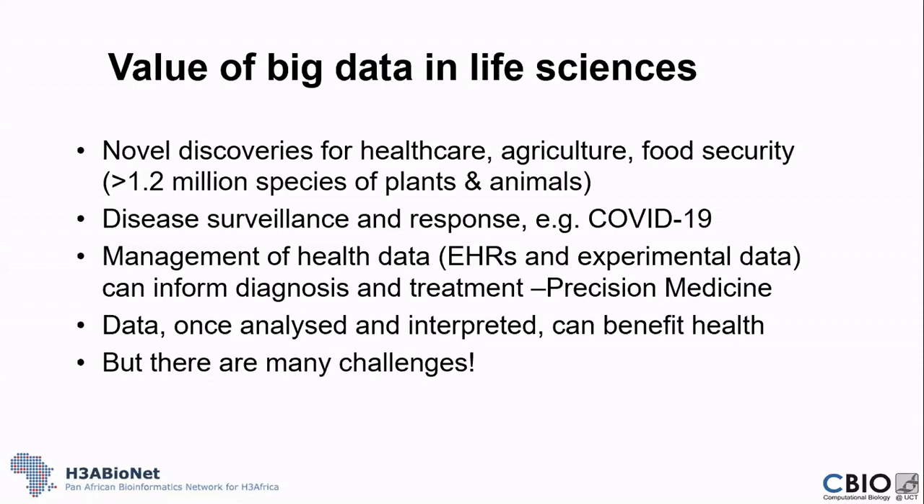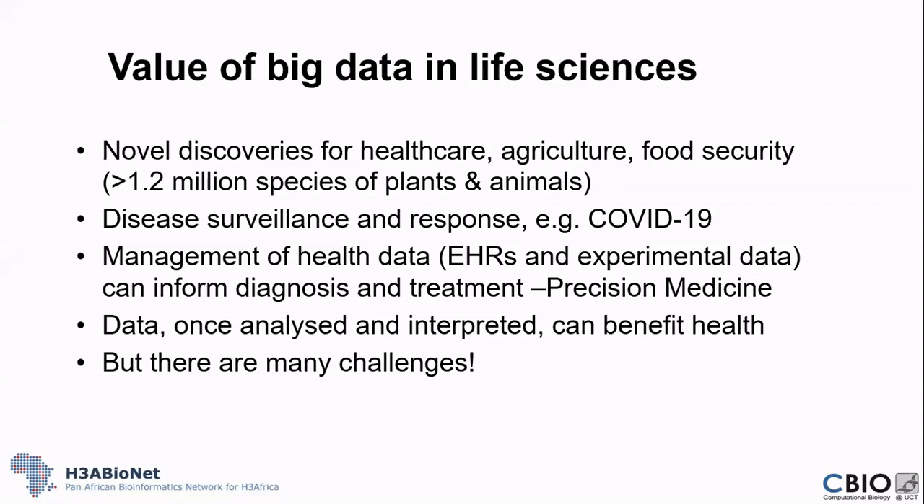More than 1.2 million species of plants and animals have had their genome sequenced. And so we have a lot of scope for discovering more about them to be able to increase our food security, to learn more about agriculture and health. Obviously, it's pretty topical at the moment, disease surveillance is important. So this is data from the virus, from transmission networks, from hosts, for contact tracing. The data is all essential for curbing the spread of this virus.